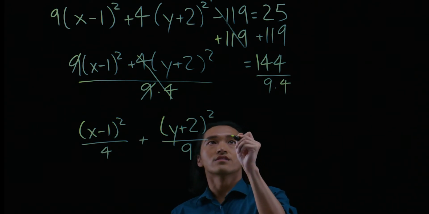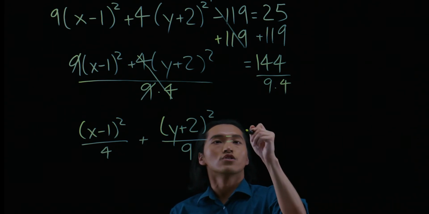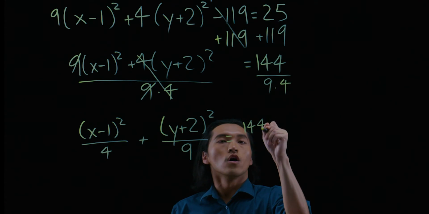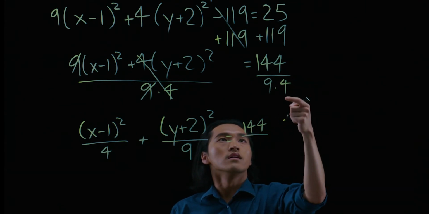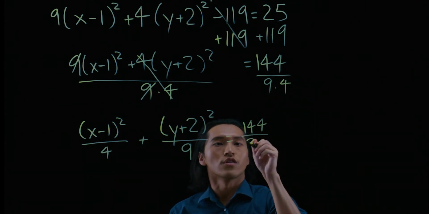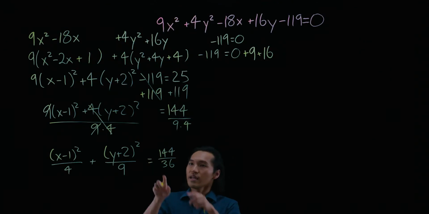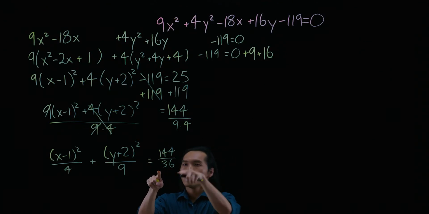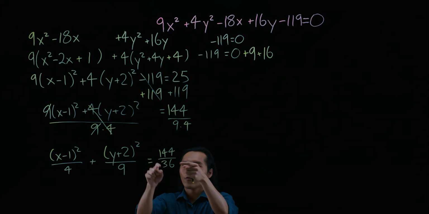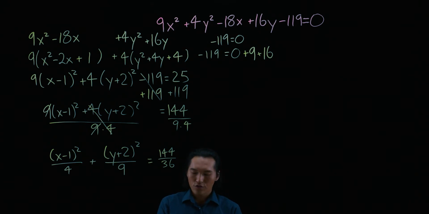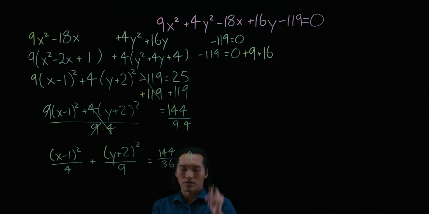Right? So then this is now going to equal 144 over 9 times 4, which is 36. So then we can also simplify this side by just doing 144 divided by 36. 144 divided by 36 will just get us 4.